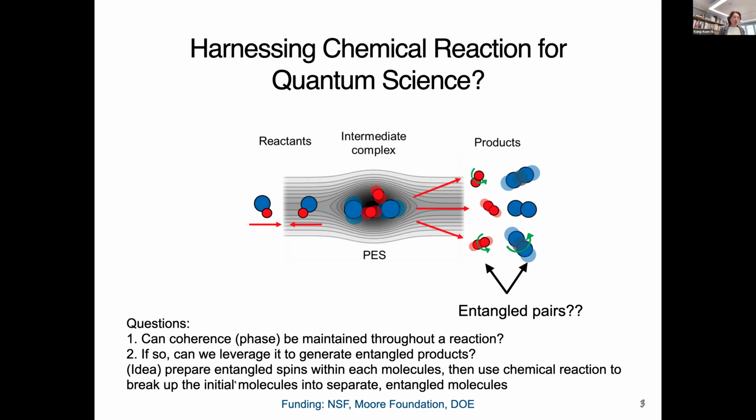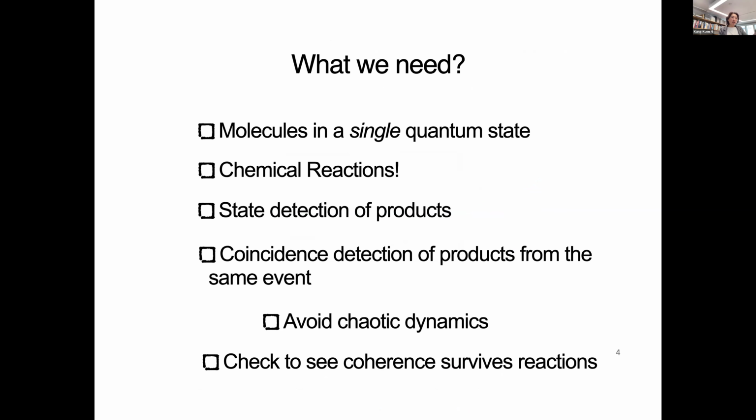So the idea is to entangle spins within molecules and then use a chemical reaction to break up the initial molecule into separate entangled products. Here I give an outline of my talk, which is really a list of what we need to examine such a question.